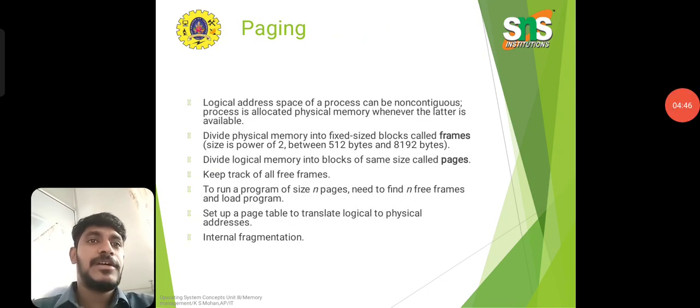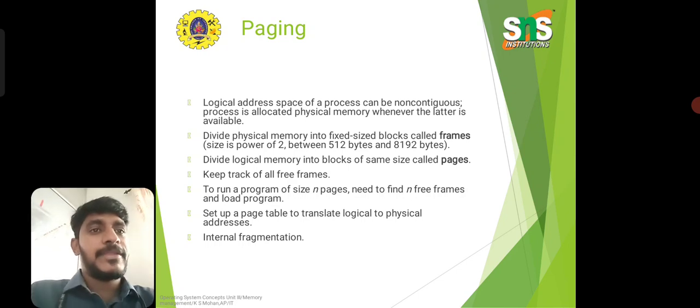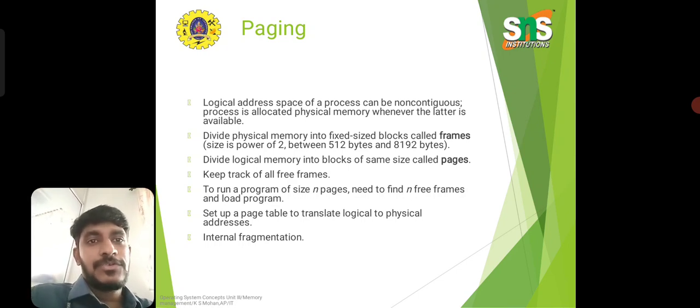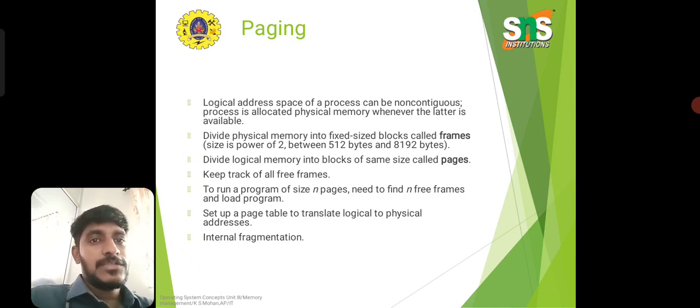The next topic is paging. In paging, the logical address space of a process can be non-contiguous, and the process is allocated physical memory whenever the latter is available. We divide physical memory into fixed-size blocks called frames, with sizes that are a power of 2 between 512 bytes and 8192 bytes. We divide logical memory into blocks of the same size called pages.